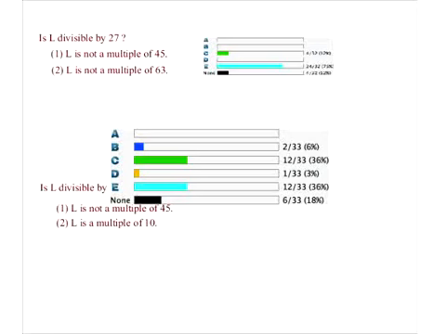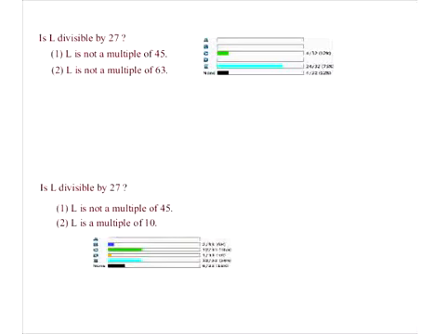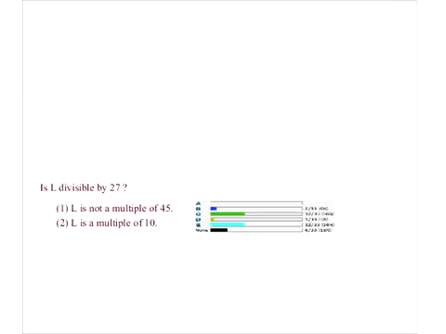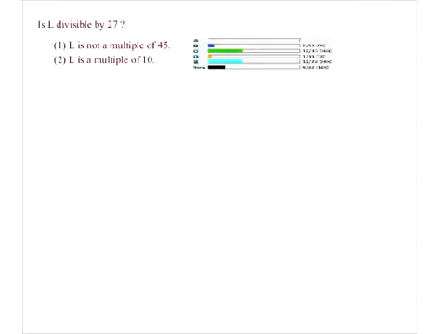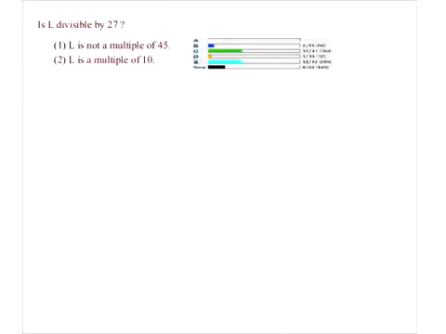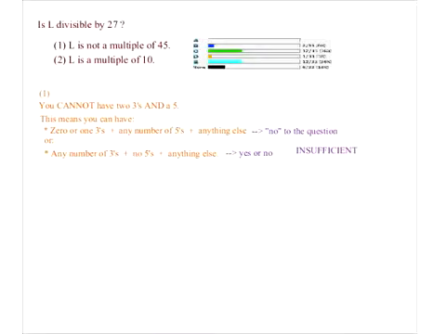Okay, so this one's a little bit more interesting. We were actually evenly split between C and E. So let's take a look. Here's a page for this problem. All right, is L divisible by 27? So we can import the analysis of statement 1 from the other problem, and we can also import the meaning of the question. Okay, so statement 1 is still insufficient.